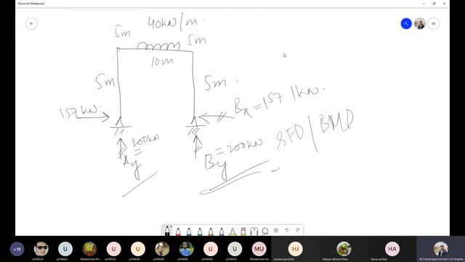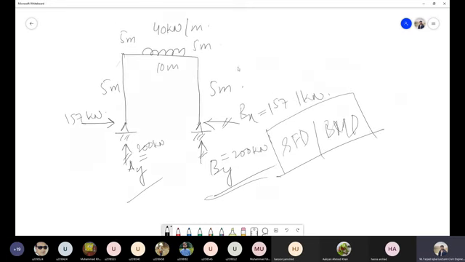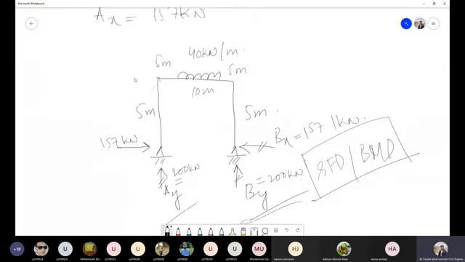So the last step is to plot the shear force and bending moment diagram, and I expect you to do this by yourself. So I leave it up to you to plot the shear force and bending moment diagram. So any question about this particular example?